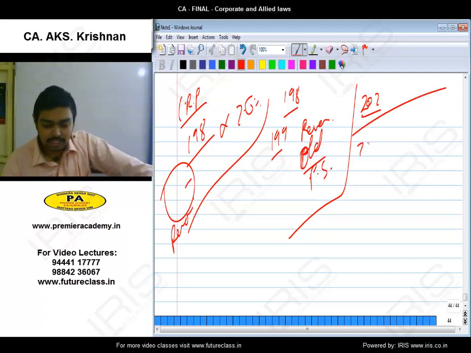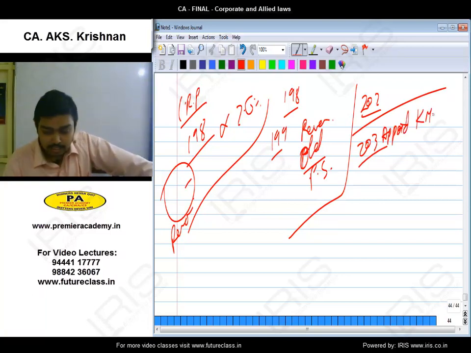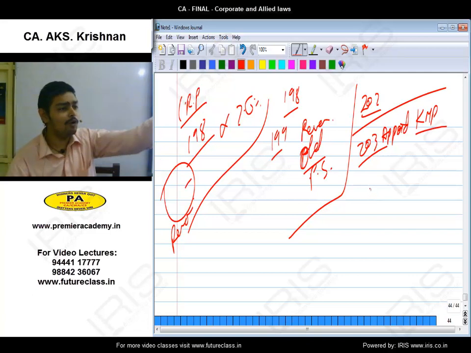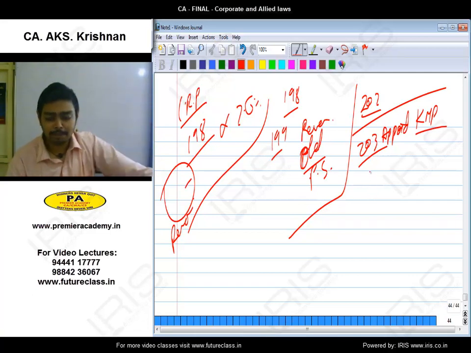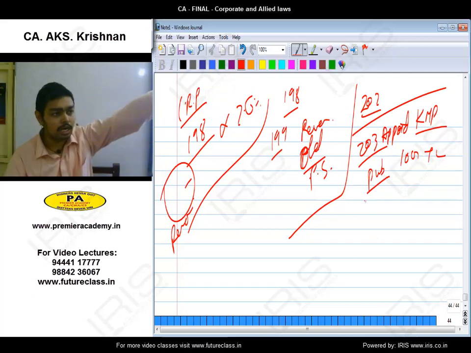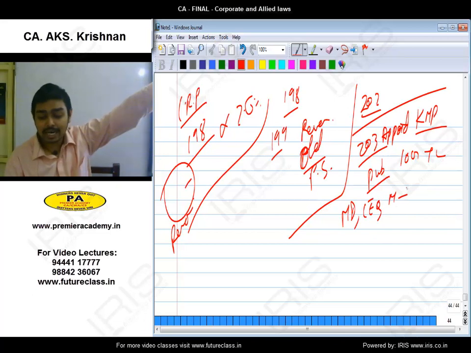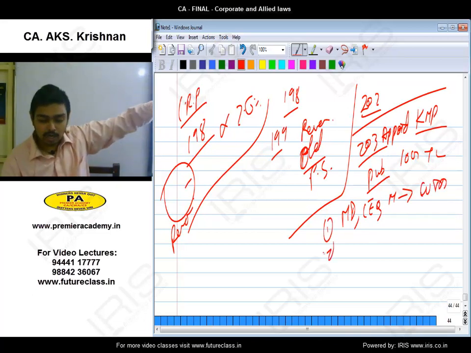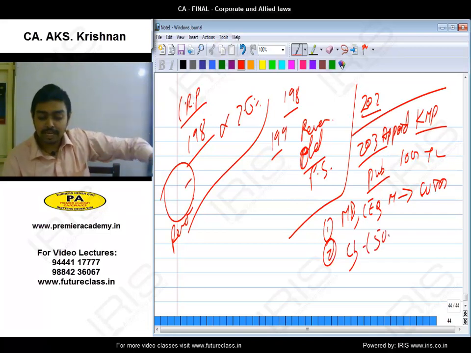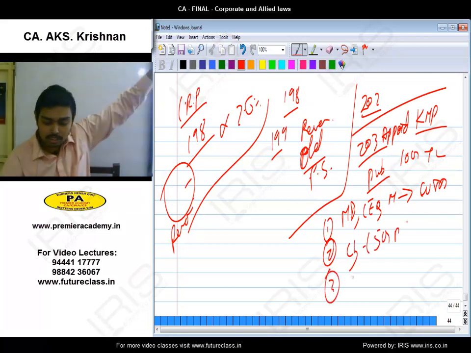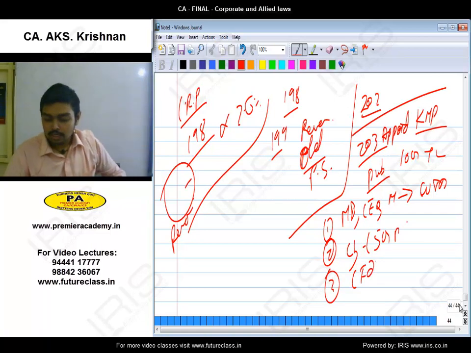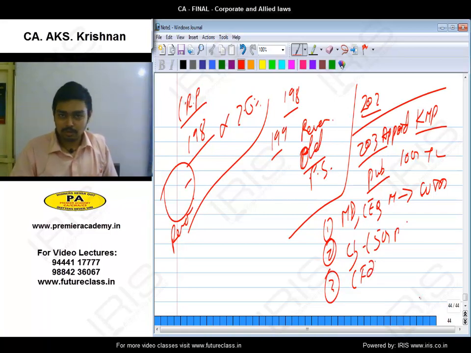Then we have section 203. What is that? Appointment of KMP. What is the KMP? In case the public company has paid up capital of 10 crores or is any listed company, they have to appoint. Come on, first one: MD, CEO, manager, and in their absence, whole-time director. Then second one is what? CS for 5 crores paid up capital. Then third is what? CFO. Correct?